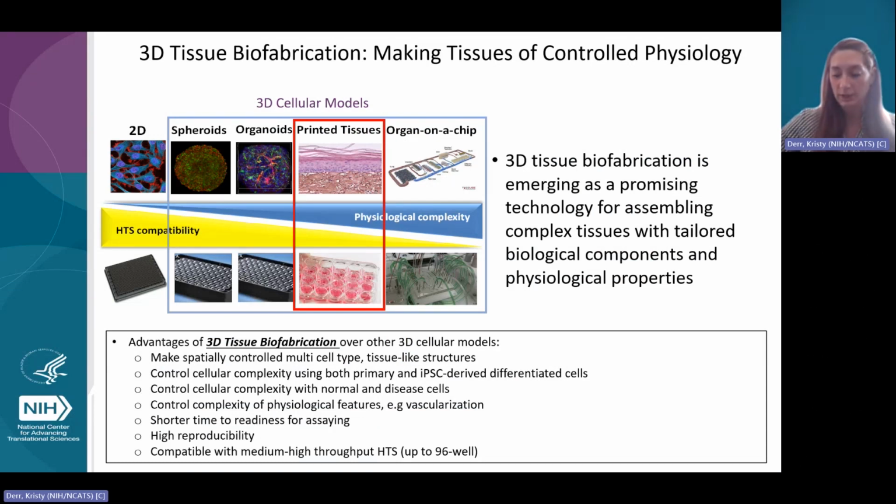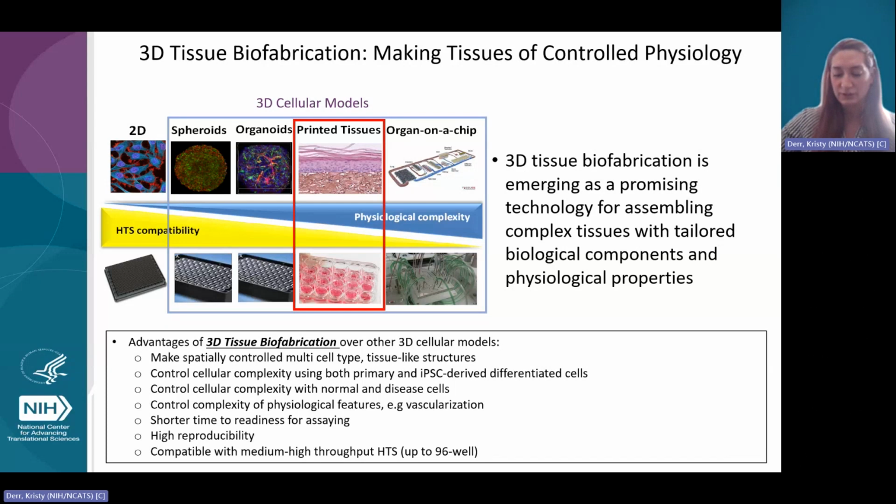One focus is on 3D models. There are many different types of 3D models and many different types of applications for those 3D models. Some of the models include spheroids, organoids, bioprinted tissues or engineered tissues, and organ on a chip. My lab mostly focuses on spheroids, organoids, and engineered tissues. This is an extremely exciting and promising field of technology, creating more complex tissues with tailored biological components and physiological properties. These 3D models are more human-like than a 2D platform because humans are 3D.